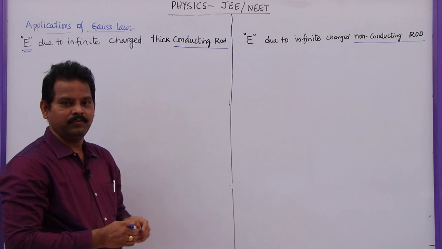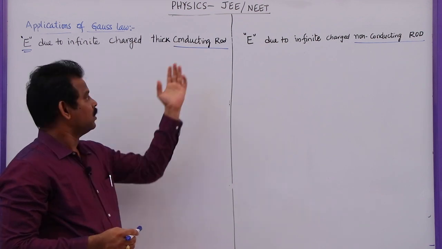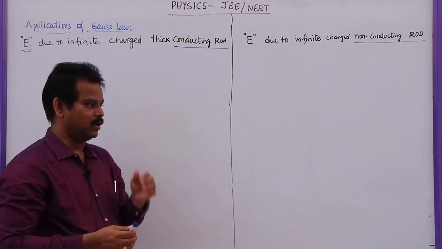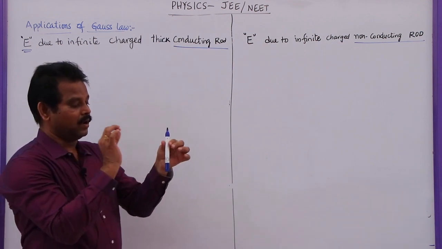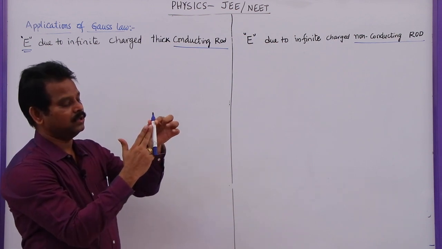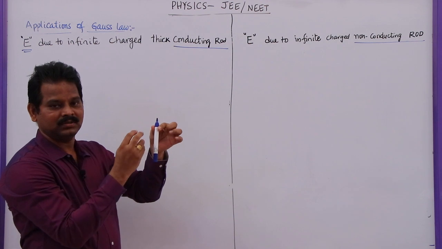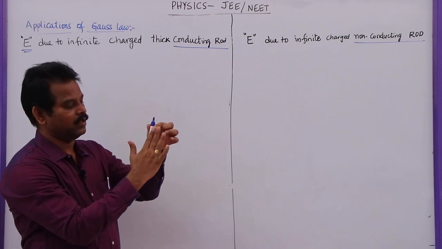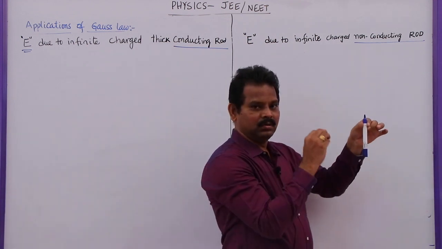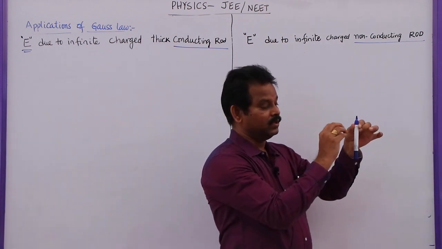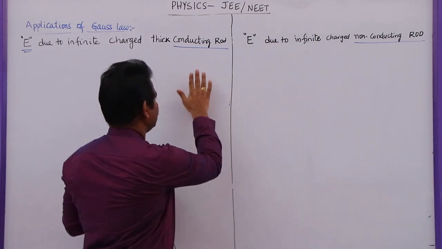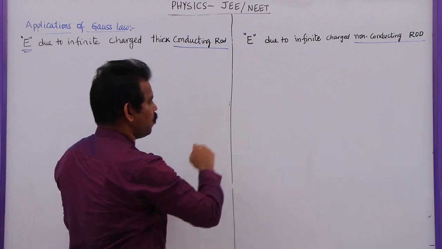Conducting rod, if you charge a conducting rod, conductor means let us say one metallic rod made of copper or zinc, aluminum, something. If the rod is charged, then charge will spread uniformly only on its outer surface. Excess charge will always reside only on the outer surface. Whereas for a non-conducting rod, if charge is given, then charge will spread throughout its volume. So here throughout its surface, there throughout its volume.